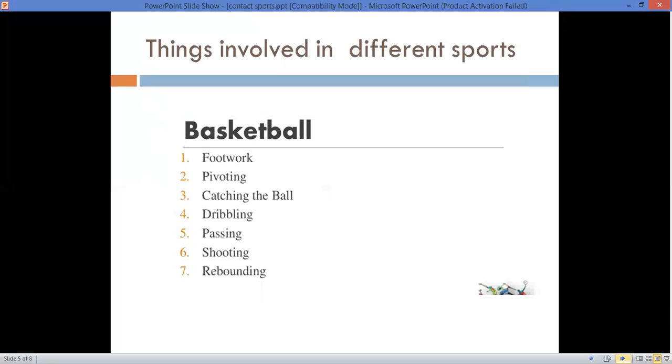There are different sports, as we told in the examples for the contact sports. One example of the contact sports is basketball. Basketball involves footwork, pivoting, catching the ball, dribbling, passing, shooting, rebounding. In this, the player must defend himself from other players so they do not pick the ball, and he must pass it to the other players with the proper understanding and interaction between the players, and he must shoot the ball into the basket by using his max trajectory in that way.